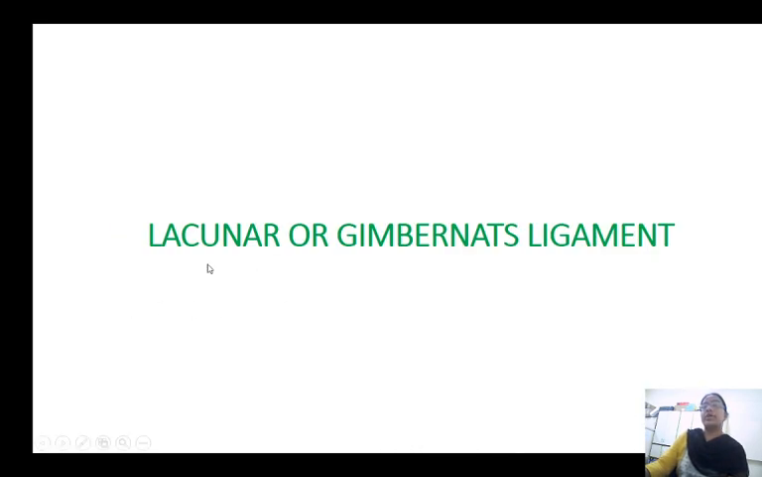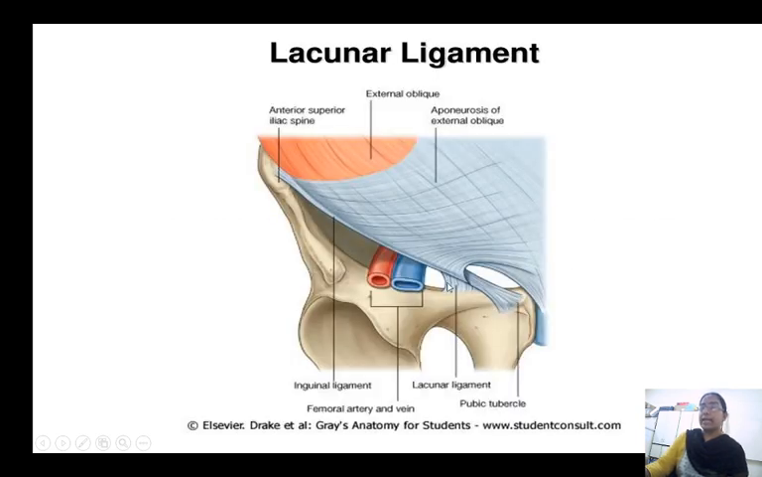Next is one more ligament, an extension of the external oblique: the lacunar ligament, or Gimbernat's ligament. What is this lacunar or Gimbernat's ligament? It is an extension of the inguinal ligament. From the inferior surface of the inguinal ligament, these fibers come downward and backward and get inserted into the pecten pubis, the pectineal line.